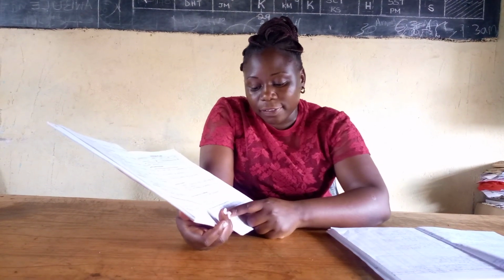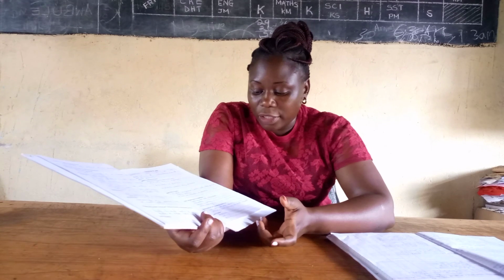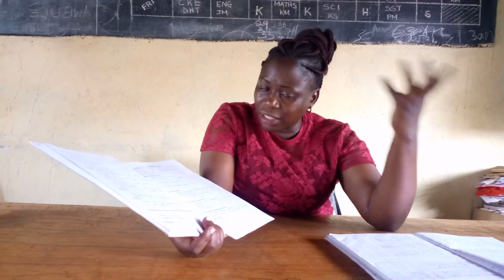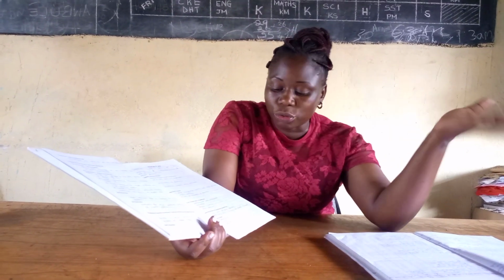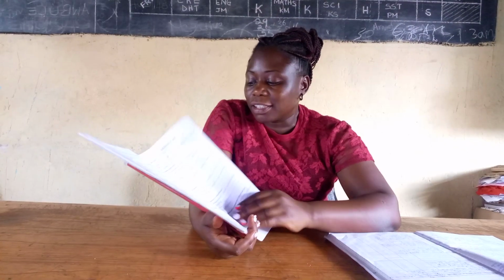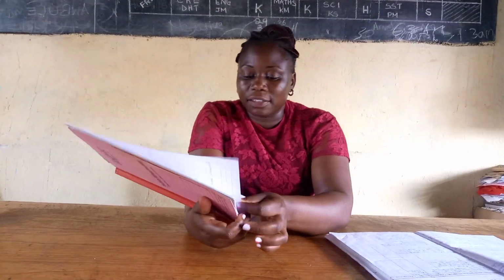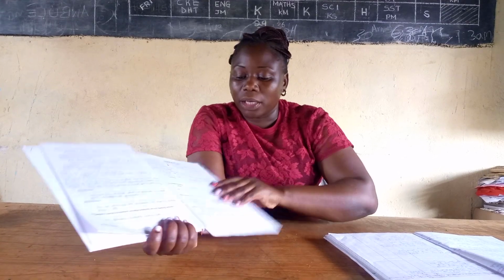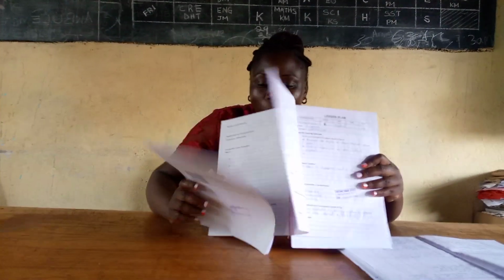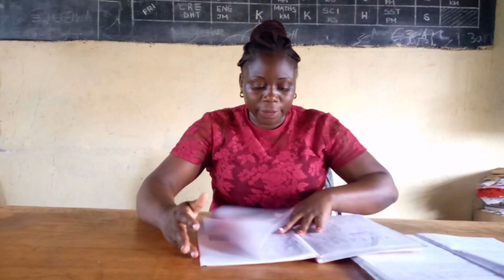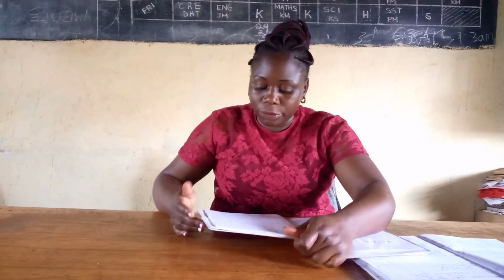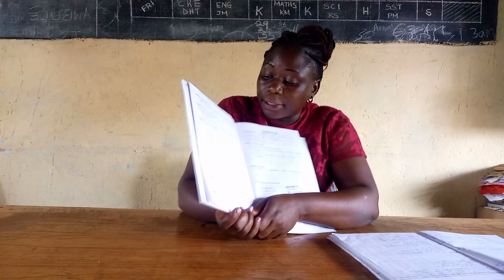Then we have links to values. What will be linked to these values the learner is going to get? The learner will be able to be responsible, to love, to respect. Through the lessons, that teacher is a holistic person. Teaching, well, it's a noble job. It's a call that we chose, and we have to deliver it.